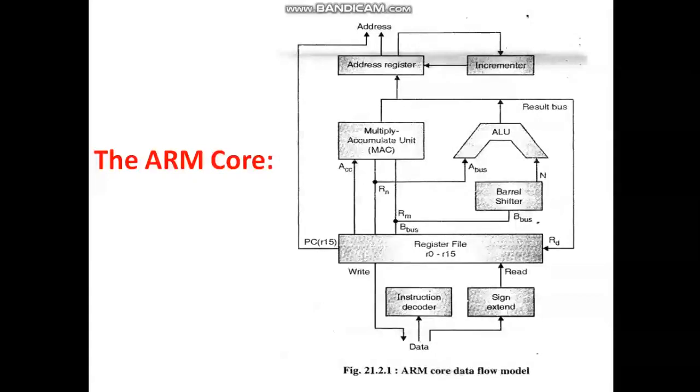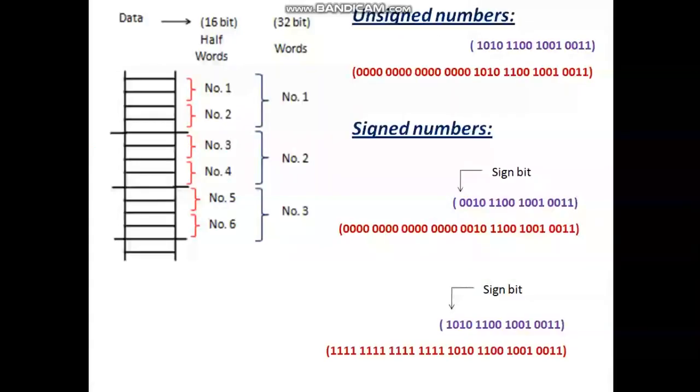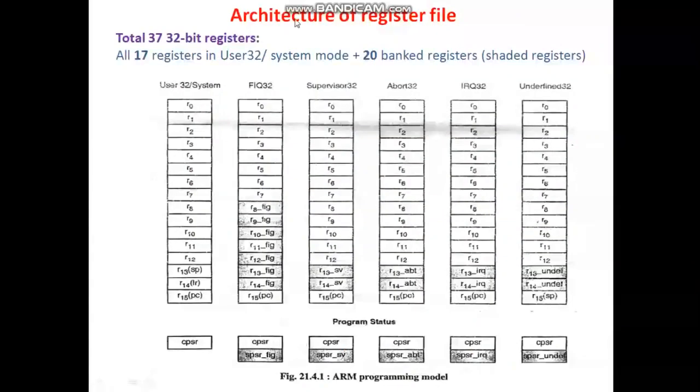Now let us discuss the detailed structure of this register file. Here we have seen that the register file apparently contains 16 registers, R0 to R15, 32-bit registers. Actually, if you consider the complete architecture of this register file, it is typically as shown in this diagram.